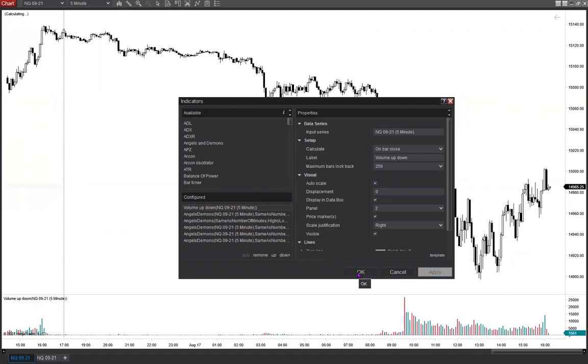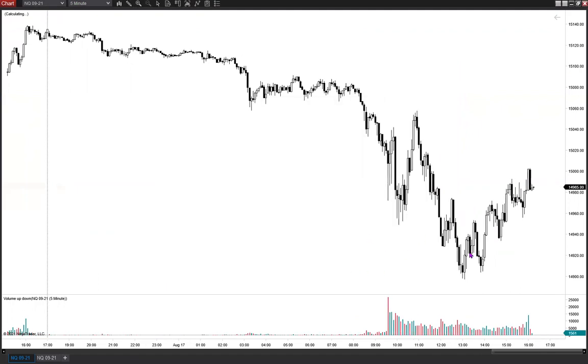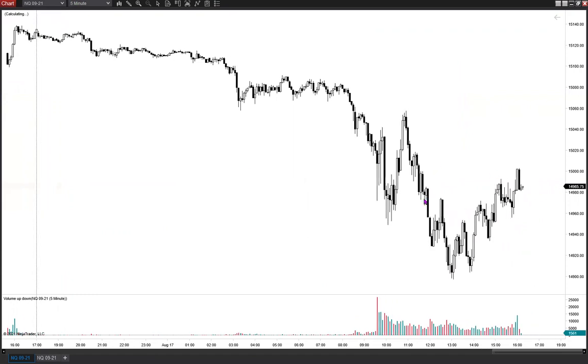Sometimes that gets stuck a bit, especially when it's moving faster. And I find that to be true with NQ.